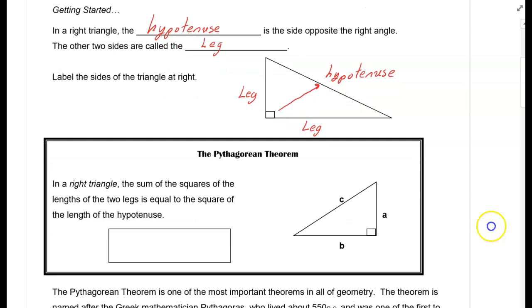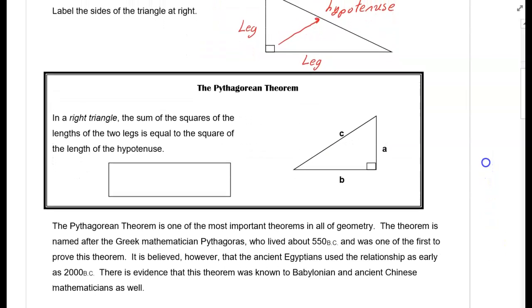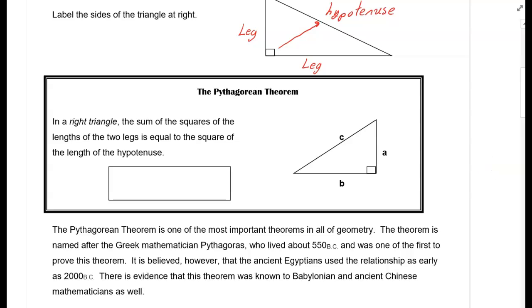And Pythagoras, and there's a little history paragraph right here, learned this back in 1550 BC, and he learned that a squared plus b squared was equal to c squared, provided you had a right triangle. So this only works in a right triangle. Again, across from the 90 is the hypotenuse, and the other two sides are called the legs.